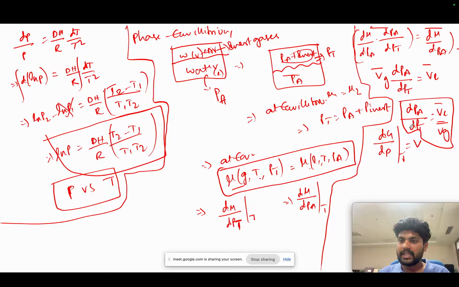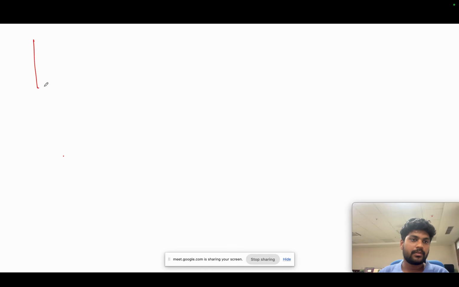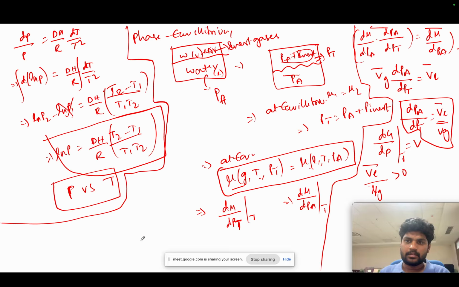And this will always be greater than 0, because volume of the liquid will never be 0. This one will also never be equal to 0, so it will be greater than 0. So then you will have the graph of if I plot PA with respect to the P total, start from some point, it will increase. Any doubts in this equation, how we got it? Or if you want me to explain again, I'll explain it again. Sir, can you explain? Okay, fine.